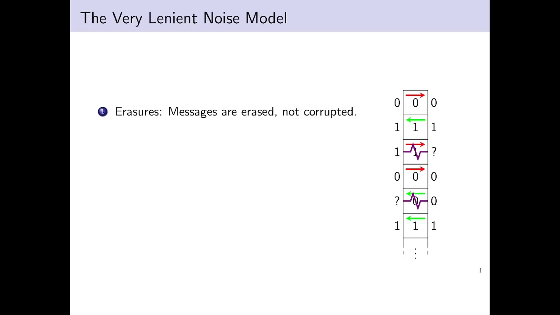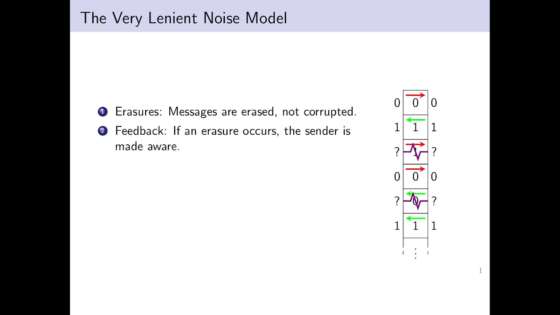So, let's discuss this lenient noise model, which I'm calling the very lenient noise model. The very lenient noise model has 4 main parts to it. The first is erasures. Rather than messages being flipped with some probability epsilon, they're actually erased. On the right-hand side, we have an example of a communication with Alice's messages going from left to right, Bob's going from right to left, and we can see what all the players receive even if errors occur. If an error occurs, rather than receiving a flipped bit or something, you just receive a question mark. So you know that an error occurs, but you don't know what message was sent.